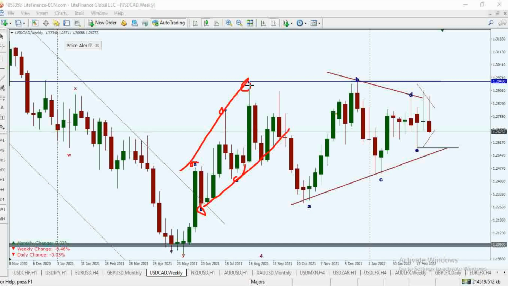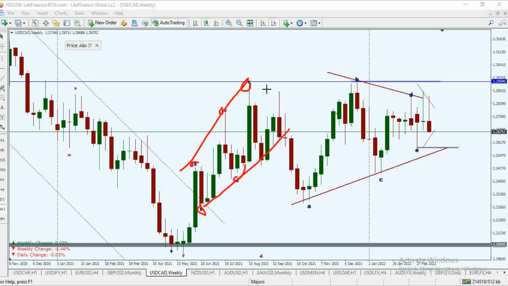I pointed out to you that waves are categorized into motive waves and corrective waves. Corrective waves are mostly flat structures, zigzags, and triangles. But motive waves are 5-wave moves, which are impulsive waves. We can also have an ending diagonal or leading diagonal. So those are mostly impulsive waves.